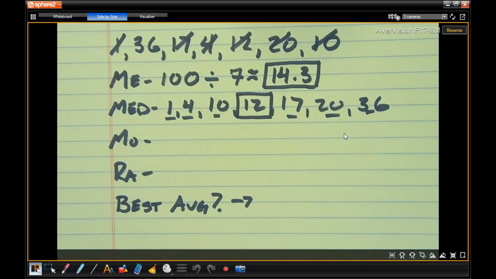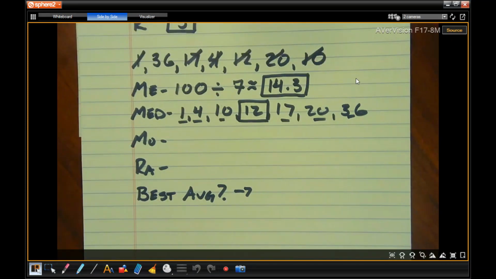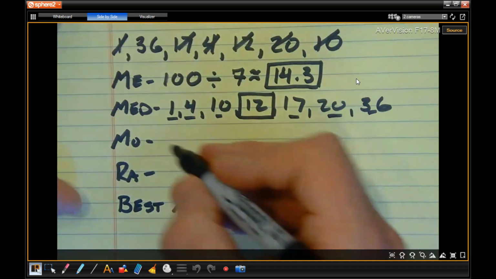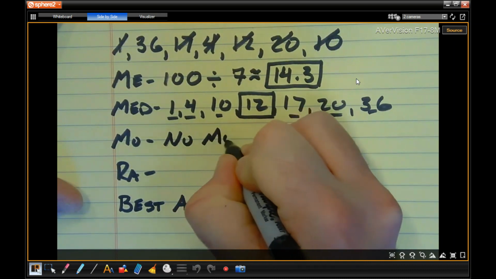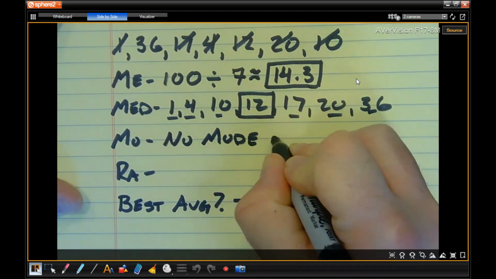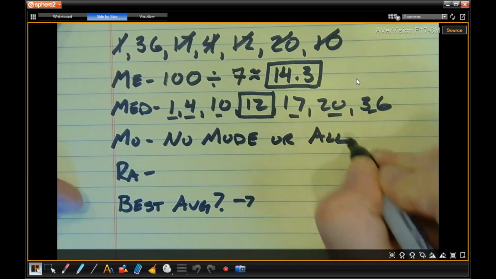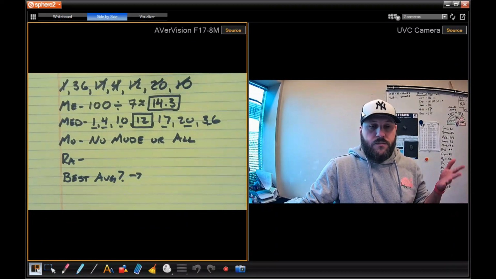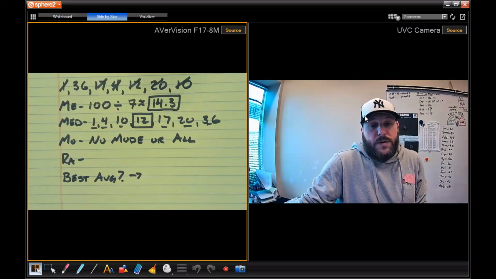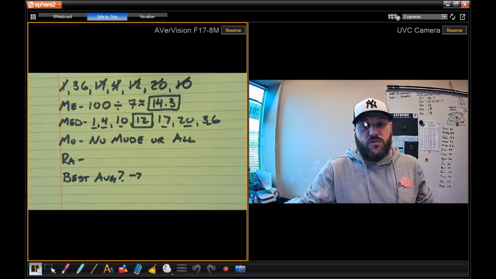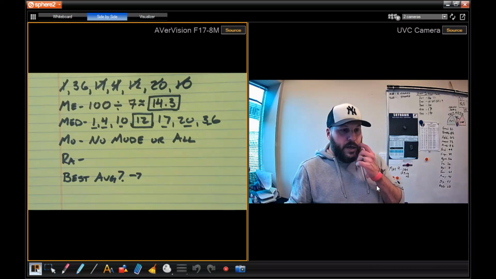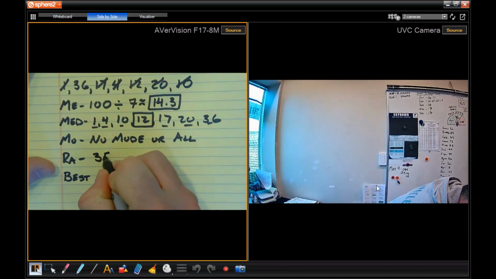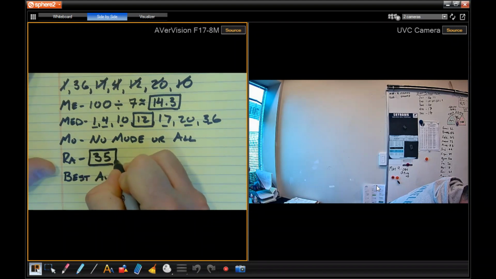Okay, and how about our mode? Do we have a mode here? Looks like we don't. Okay, it looks like we have no mode. Or you could make the argument that they're all the mode, right? Because we only have everything happening once, we have no mode. Or we could say they're all the mode because they're all happening the most frequently, which is once. Okay, and our range, 36 to 1, 36 minus 1 is 35.